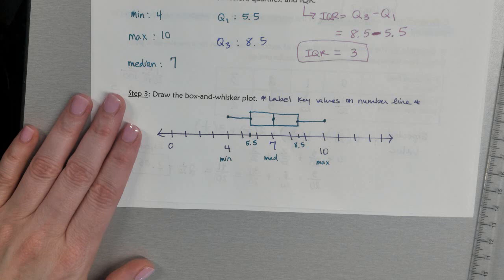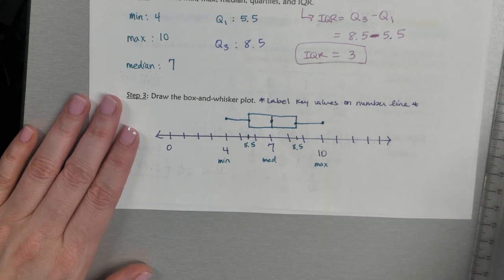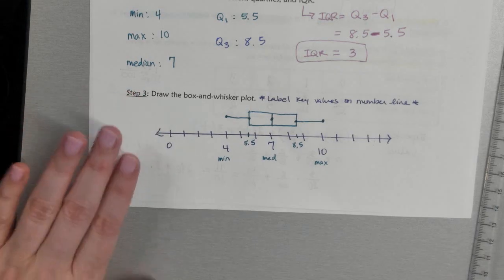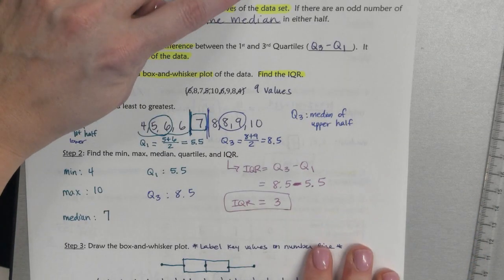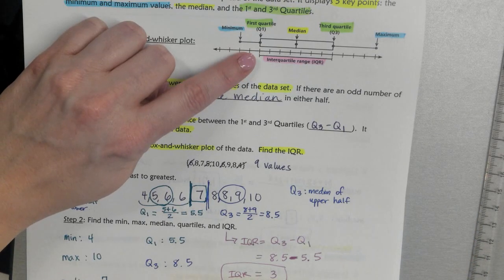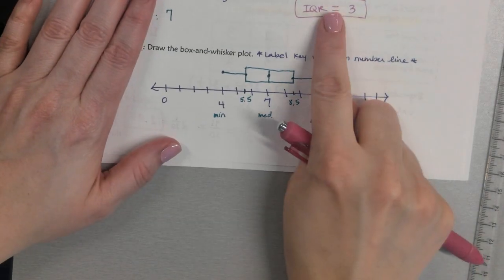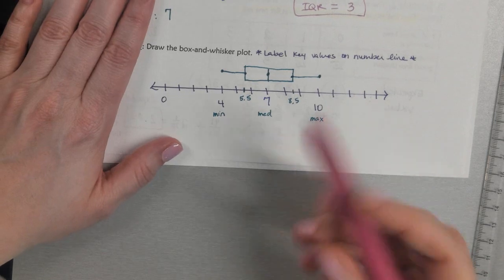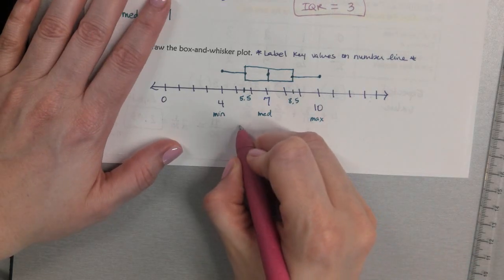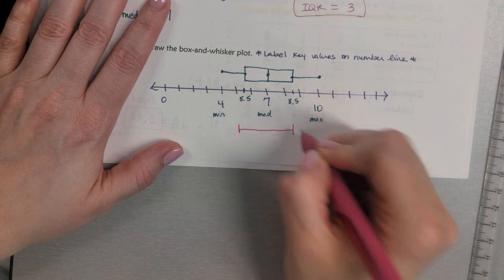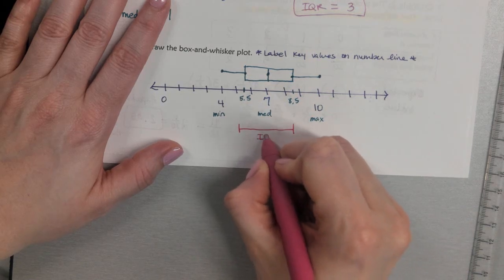And then the last thing is the IQR. That's the last thing we're going to put on there. So the interquartile range. So just like they show you up here, see how you have the interquartile range below? We're going to do the same thing. Okay, so the interquartile range goes from Q1 to Q3. So it's from 5.5 to 8.5, and you just have to label it IQR.